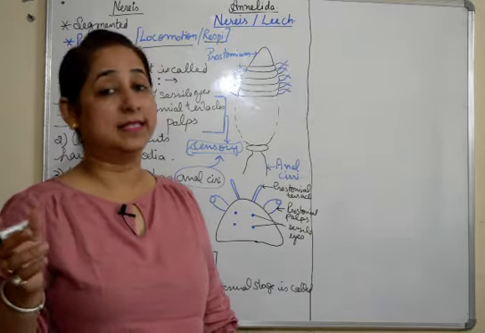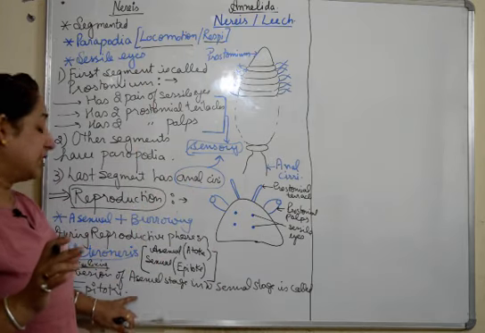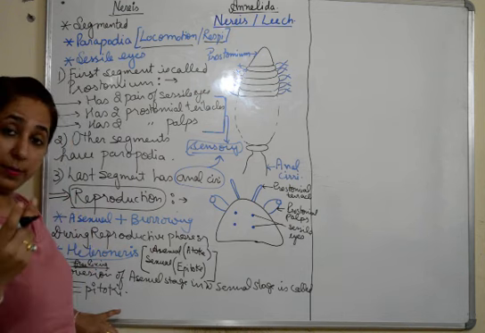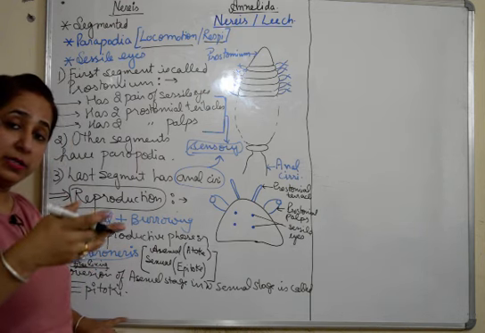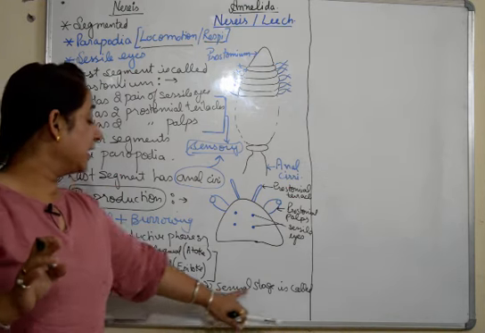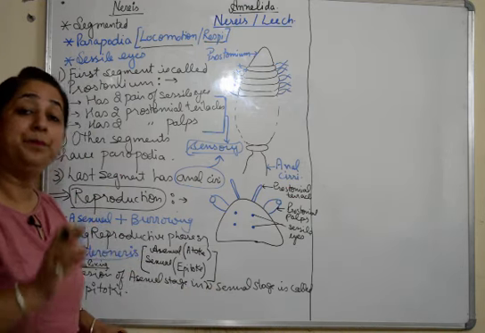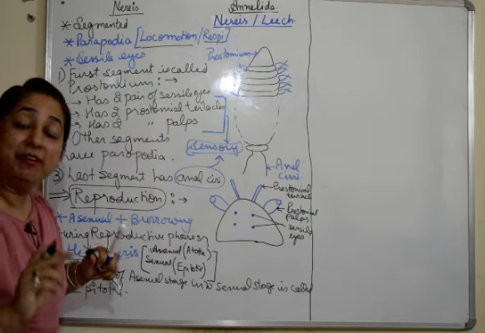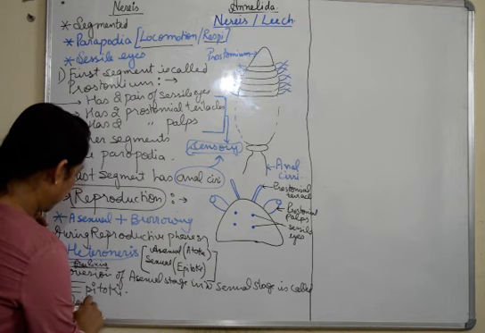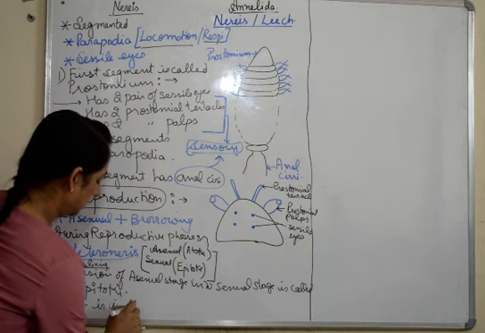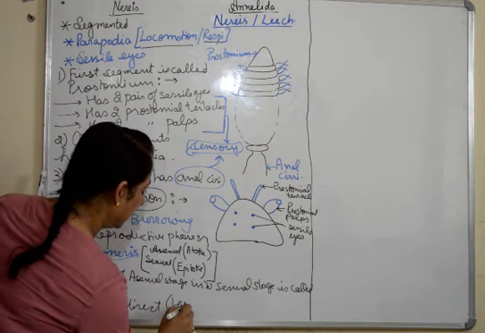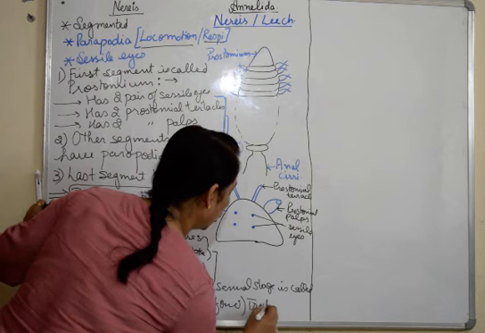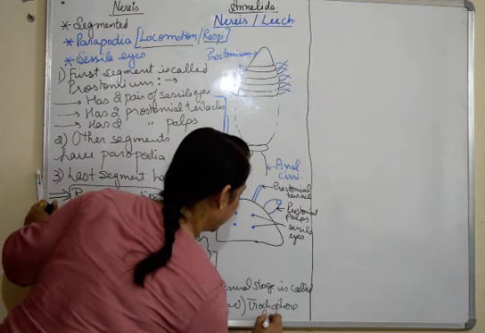The sexual part is the one where testes and ovaries are present, and it is free living, not burrowing now. Fine, it can swim freely in water. Conversion of the asexual state into the sexual is known as epitoke. One more important thing: the development is indirect. That means a larva is formed, and the larva is a trochophore larva.